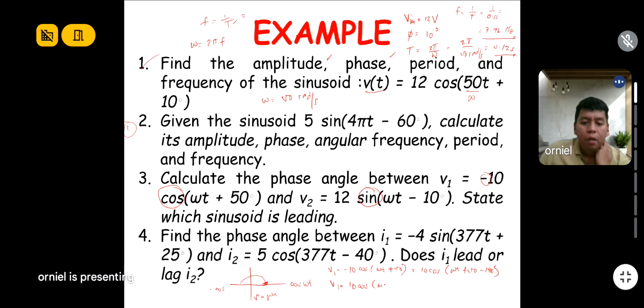Sorry, that's wrong. This is positive, sorry. It's clockwise, so that is positive 180. So it's plus 180. So 50 plus 180, that's 230. Okay, that is our V1.